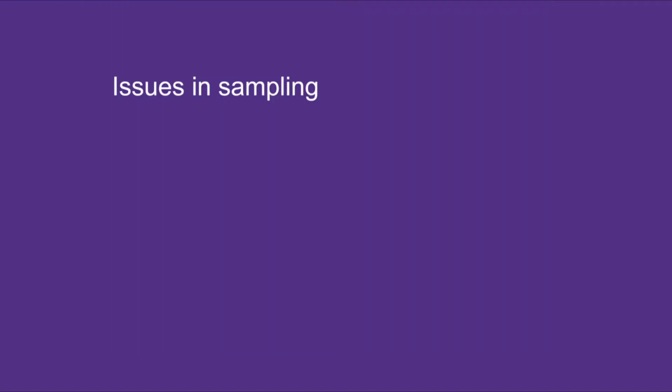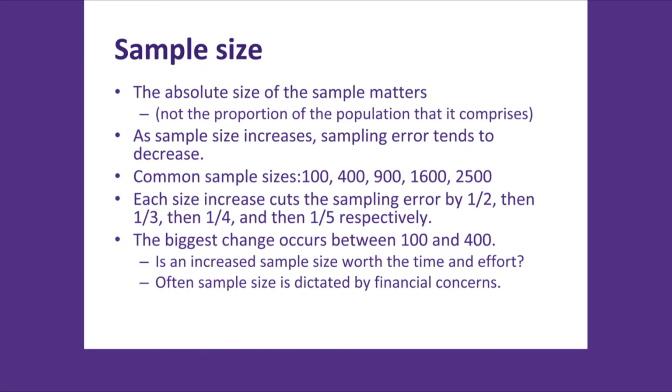Let's take a look at some issues in sampling that you may be aware of or you may not be aware of, but they're important to go over nonetheless. First of all, sample size. In terms of sample size, the absolute number matters the most. Not the ratio, but the number. And as sample size increases, the sampling error tends to decrease.